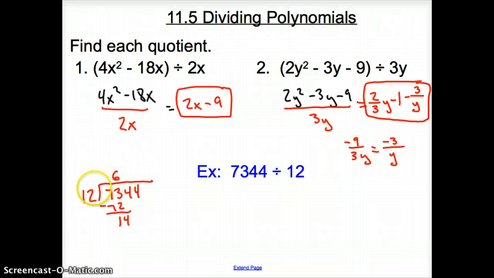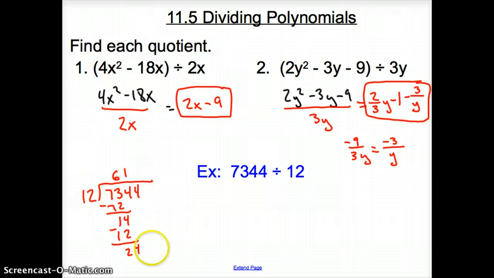Then what times 12 is 14? Well, you can only go into 14 once. So you take it times once. 1 times 12 is 12. You change the sign, you subtract, and then you subtract 12 from 14 to get 2. You bring down this 4.